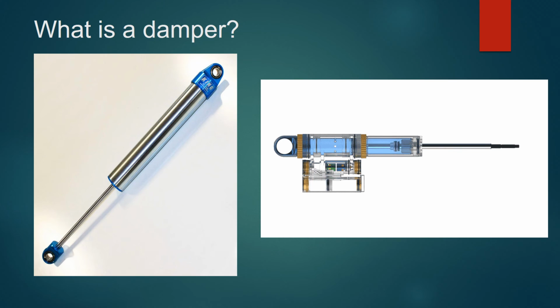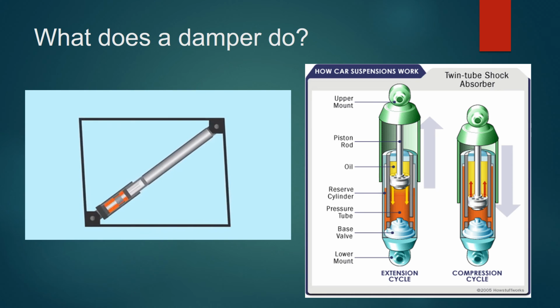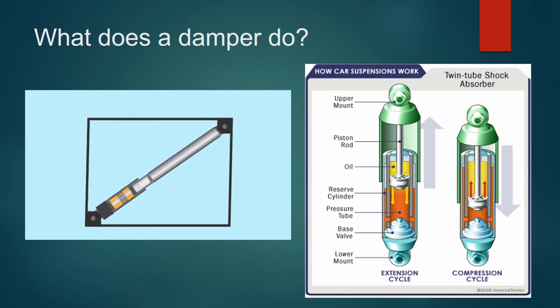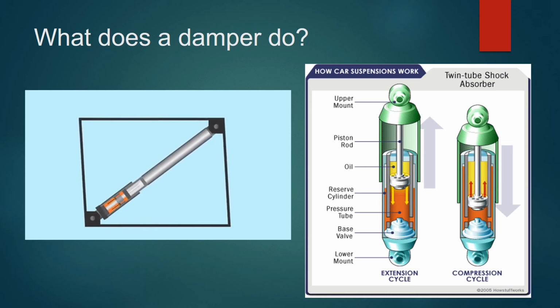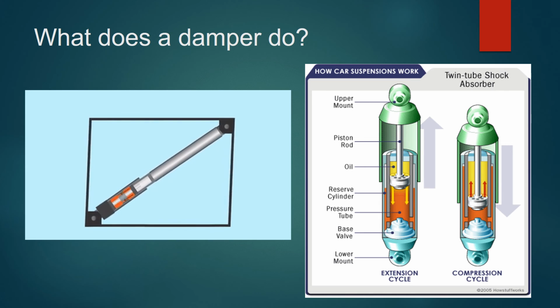What is a damper? Engineering Dictionary defines a damper as a friction device used for controlling damping spring oscillations. What does a damper do? A damper, or a shock absorber, slows down and reduces the magnitude of vibratory motions by turning the kinetic energy of suspension movement into heat energy that can be dissipated through hydraulic fluid.